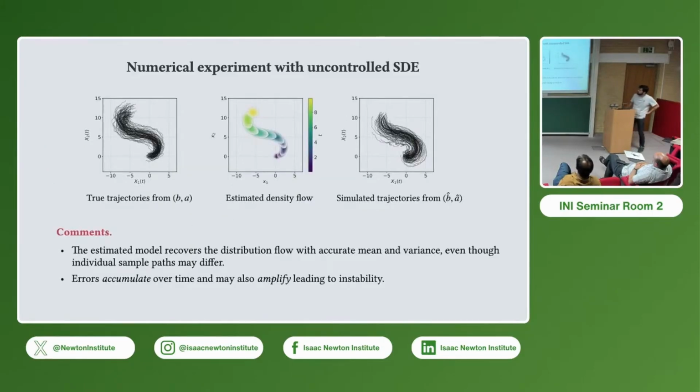And so here is the result of the method. We observe these true trajectories from the true coefficient B and A that I just showed you, and we estimate the density. This is an illustration of the estimated density. From the density, we recover the coefficients that should explain this density. And we obtain a sample simulated from the estimated B hat and A hat. The observation is that the behavior of the system is approximately recovered, meaning the variance and the mean are correct.